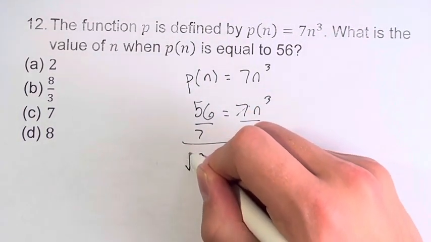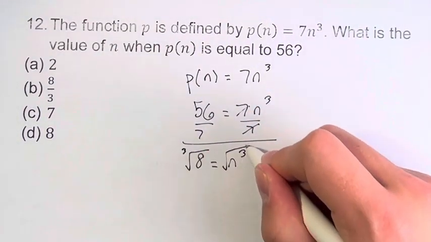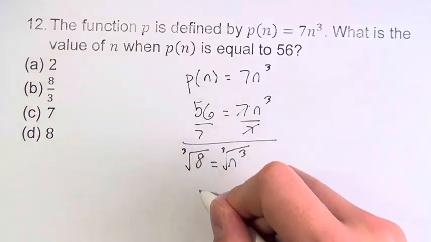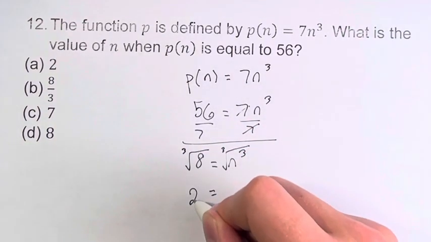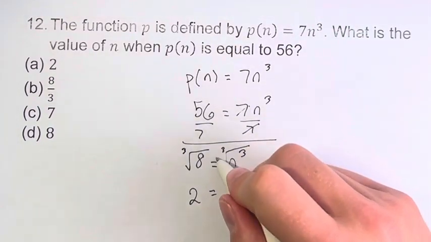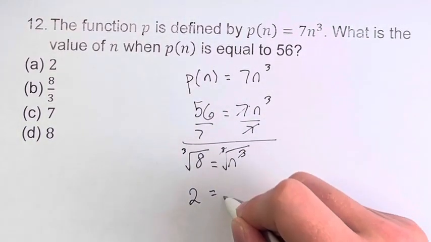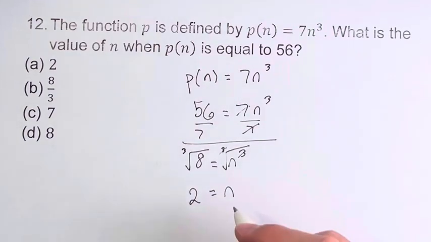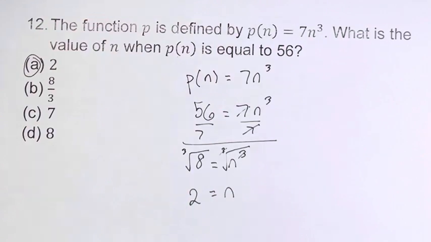We take the cube root of both sides. The cube root of 8 is 2, since 2 times 2 times 2 is equal to 8. And the cube root of n cubed, no matter what n is, these just cancel, and we're left with n. Therefore, the value of n when p of n is equal to 56 is 2, and A is the final answer.